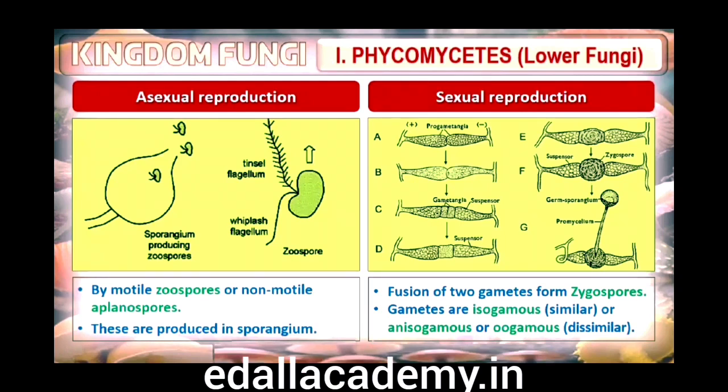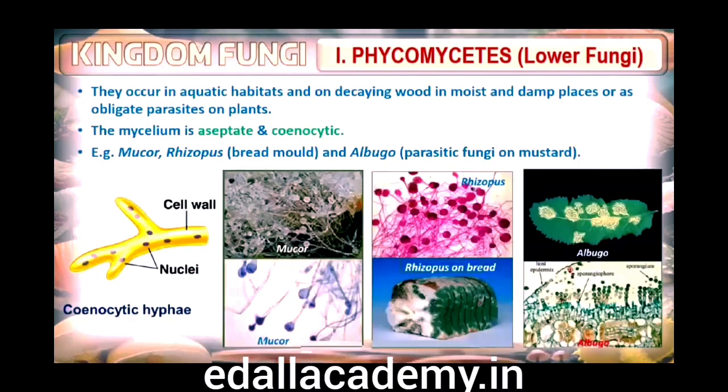These spores are endogenously produced in sporangium. A zygospore is formed by fusion of 2 gametes. These gametes are similar in morphology, isogamous, or dissimilar, anisogamous or oogamous. Some common examples are Mucor, the bread mold mentioned earlier, and Albugo, the parasitic fungi on mustard.